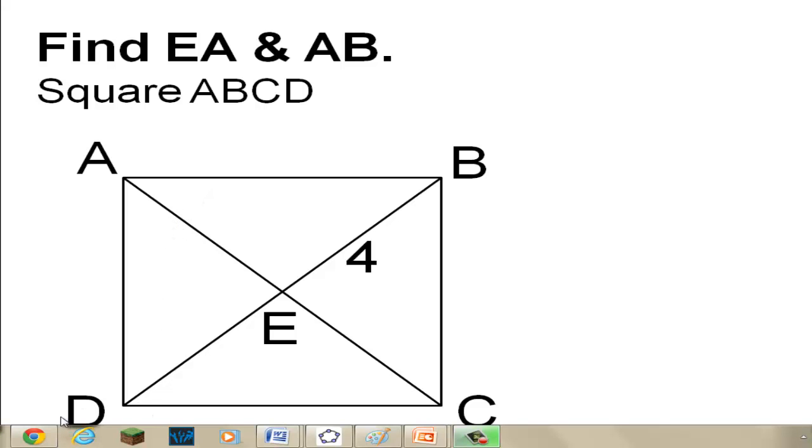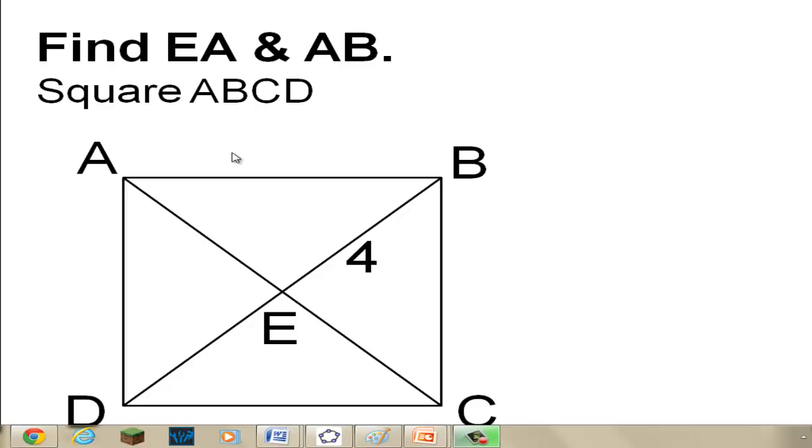This is our last problem in our review that we did not get to do in class. It says find EA and AB for the square ABCD. Okay, so square ABCD, what should pop up in your head are all the properties of the square.